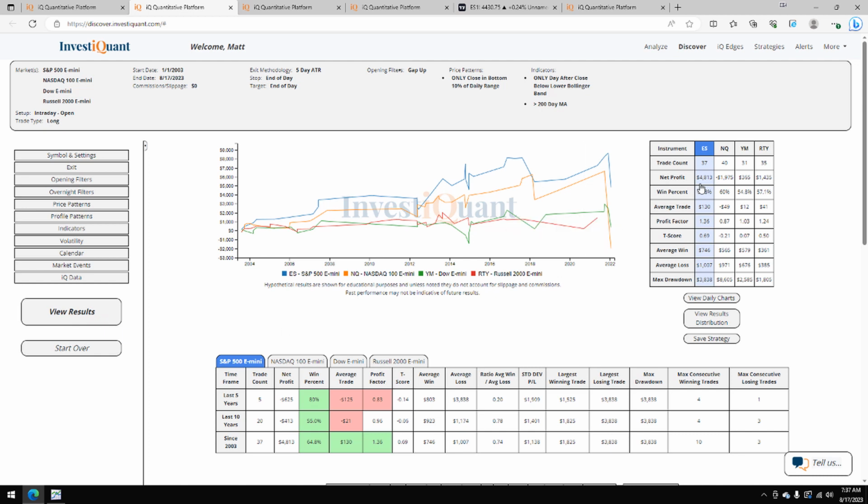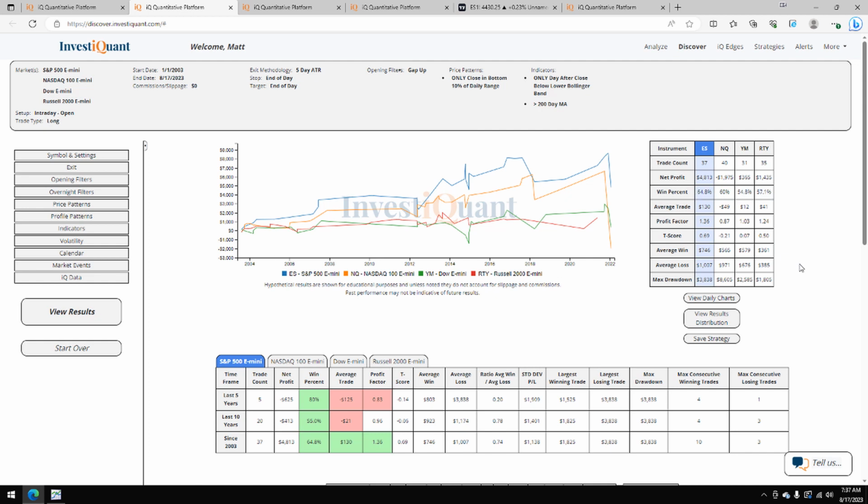Historically, we have 37 samples here in the S&P, 40 in the NASDAQ, 31 in the Dow, 35 in the Russell. Win rates on these are coming in a little bit favored. 65% for the S&P have closed above the opening print for the day. 60% for the NASDAQ have closed above the opening print. It's 55% for the Dow, 57% for the Russell.